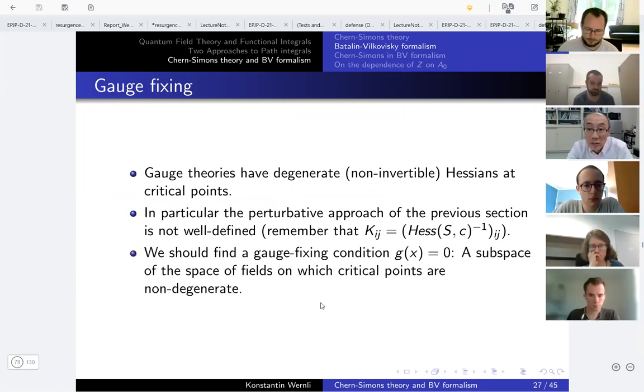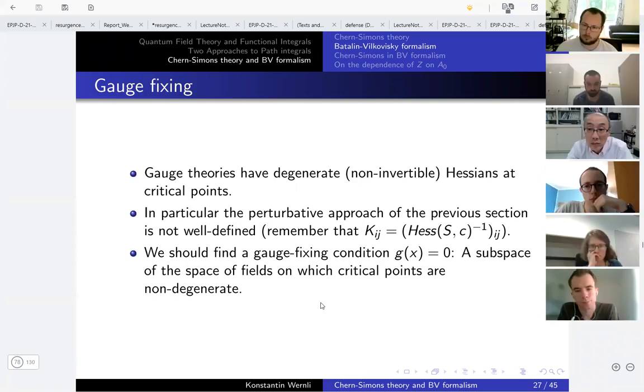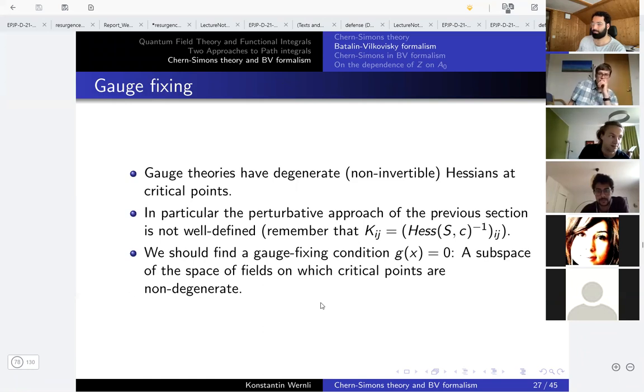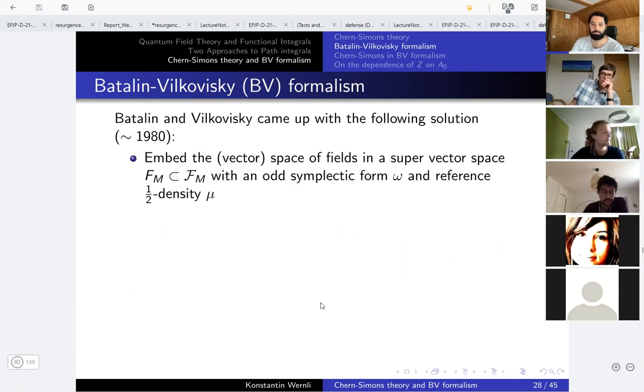And we should try to restrict to a certain subspace of the space of fields on which the critical points are not degenerate. So if you imagine that my gauge symmetries are acting like this transversely, I should find some slice of the space of fields such that when I restrict the action functional there, then the critical points become isolated. And now it is another crash course on BV formalism. Obviously, there's a lot more that you could say about this.